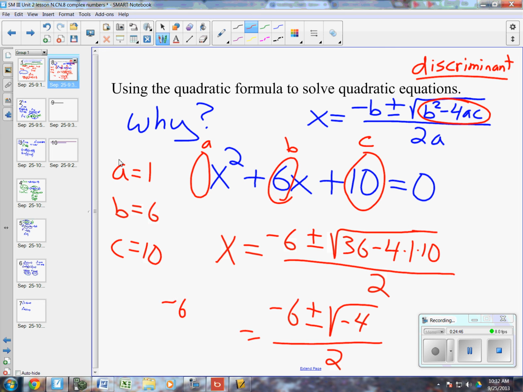This is negative 6 plus or minus 2i over 2. Will 2 go into both those numbers? 2 will go into both those numbers. How many times will it go into negative 6? 3. And into 2i, 1. So the answer to this is negative 3 plus or minus i. Negative 3 plus or minus i.